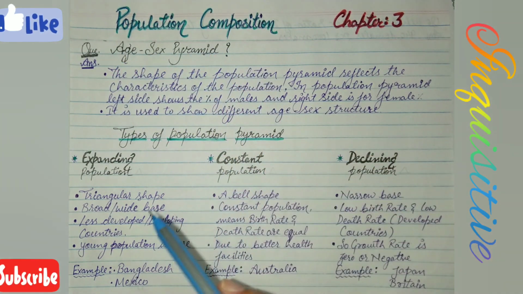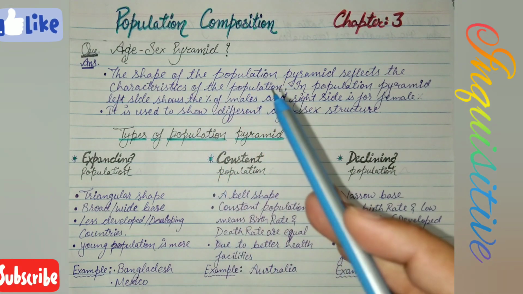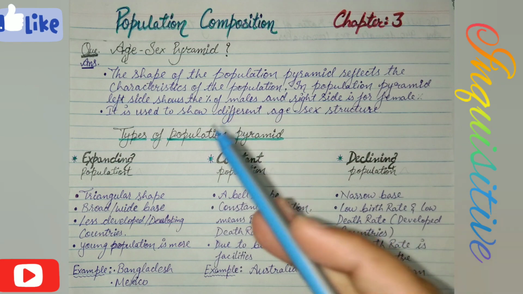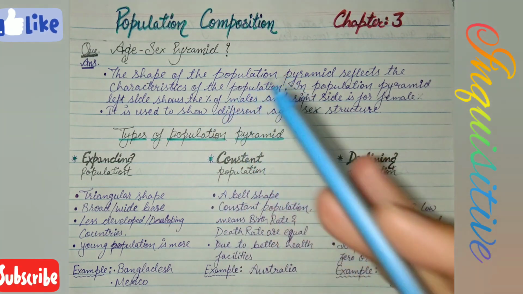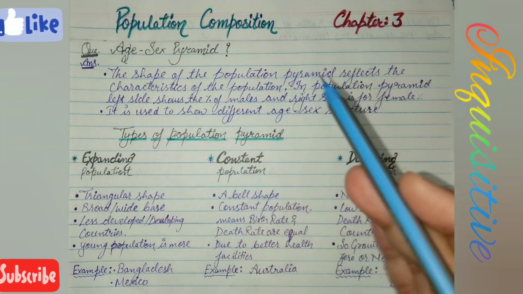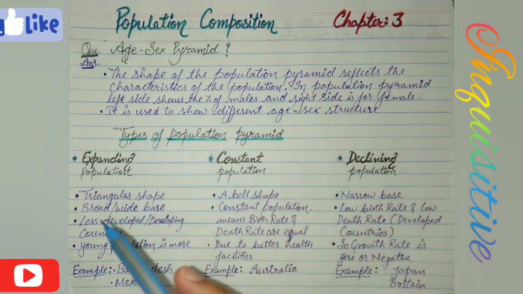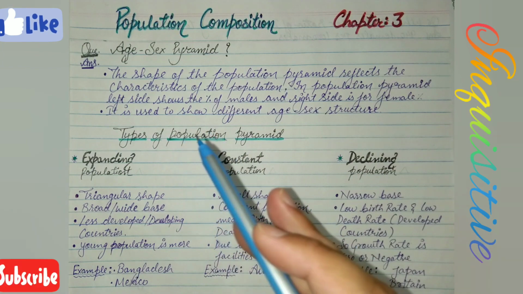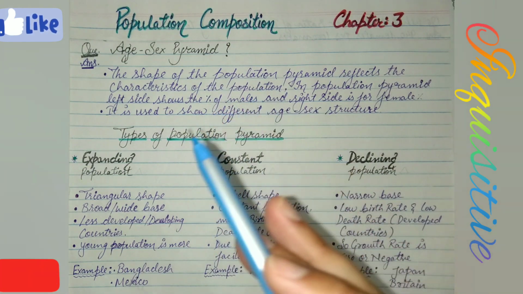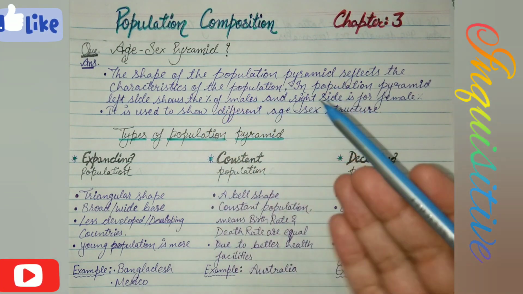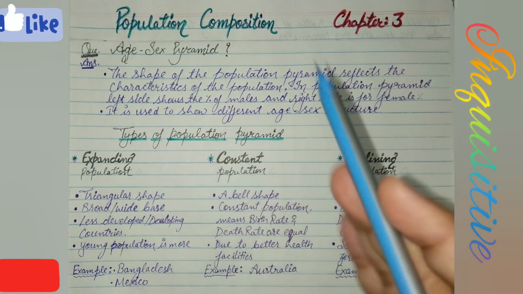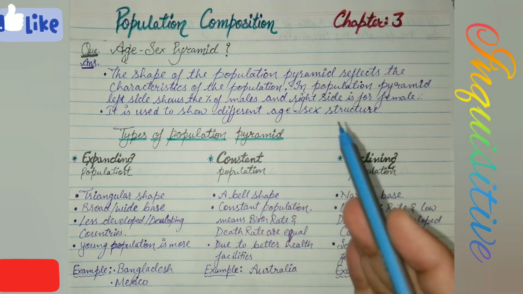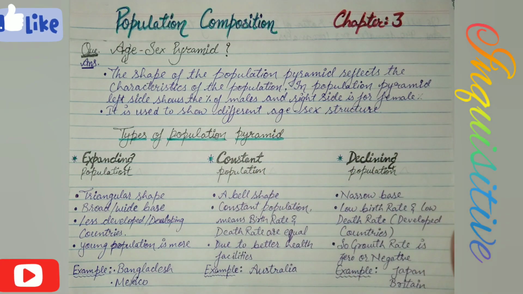So the answer to this question is: the shape of the population pyramid reflects the characteristics of the population. It means it gives a clear idea about the proportion of population in different age groups, such as male-female ratio, birth rate, death rate, and their growth rate also. But the shape and the size of the population pyramid may vary among the countries. In population pyramids, the left side shows the percentage of male and the right side shows the percentage of female population.